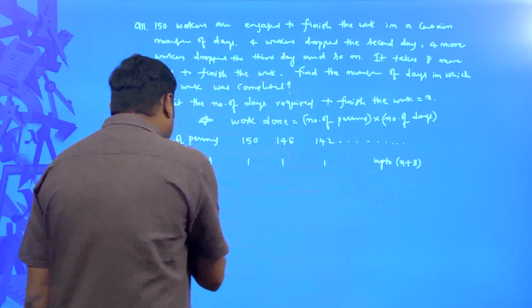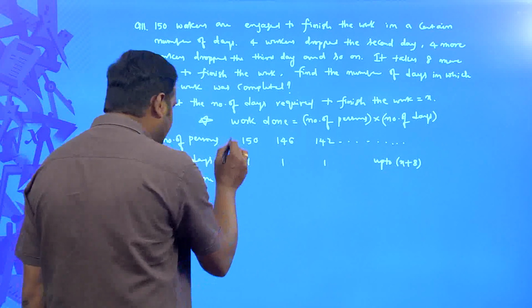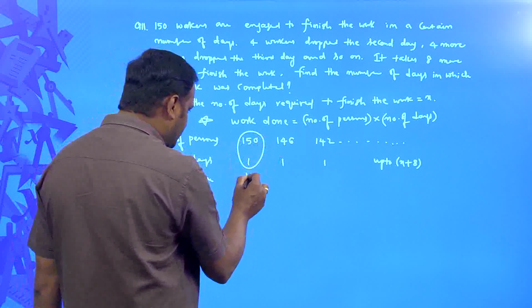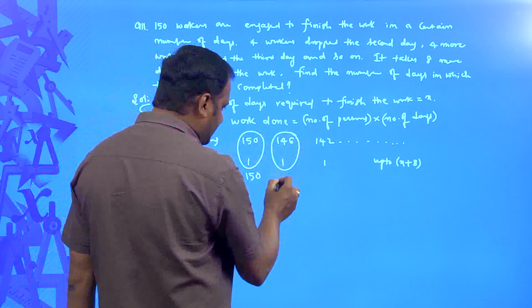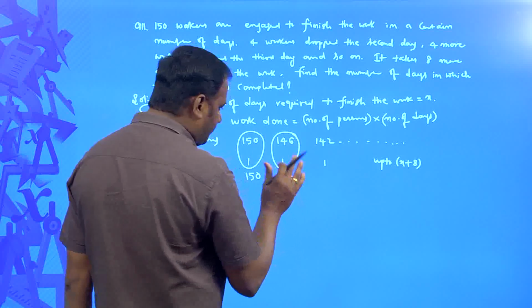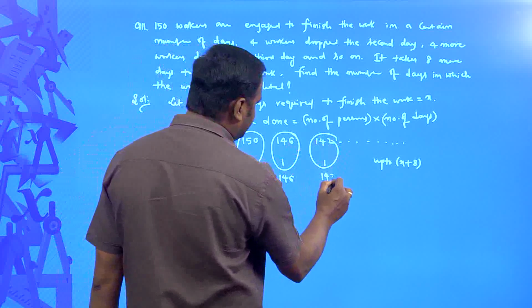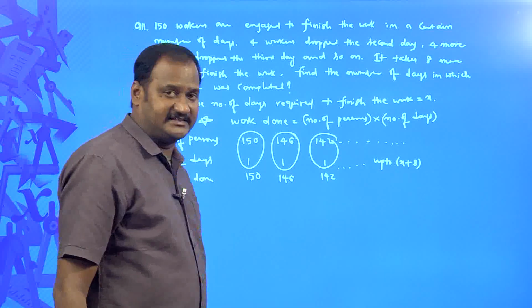See, if I calculate what is the work done here, so the work done in these days by 150 members in one day is equal to 150 into 1. By 146 members in one day, 146 work is done. 142 in one day, 142 work is done, and so on like that. How many days are there? x plus 8 days are there.